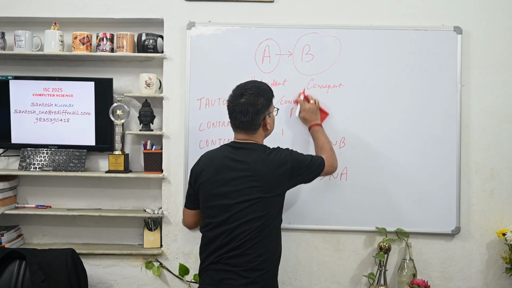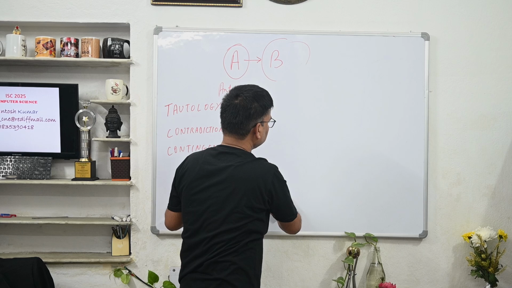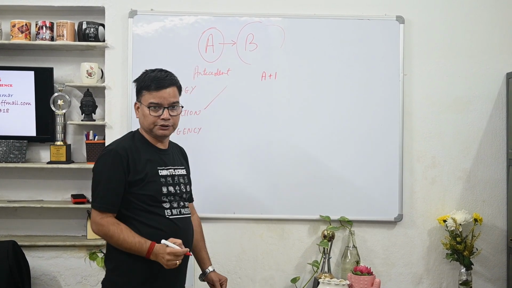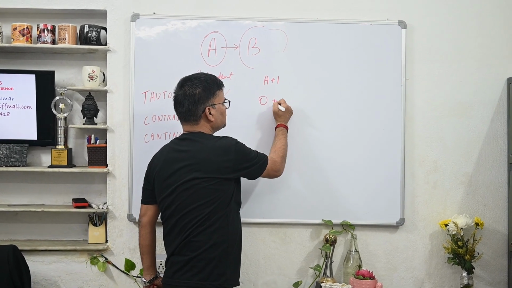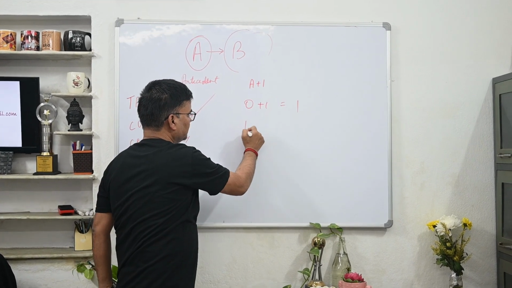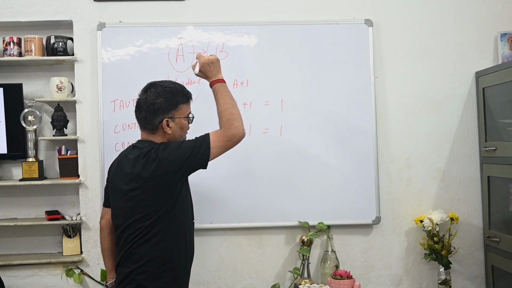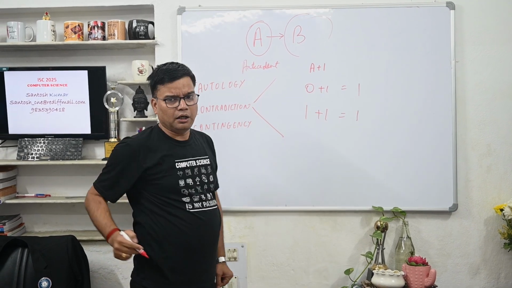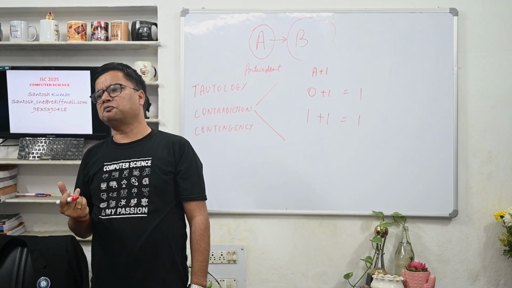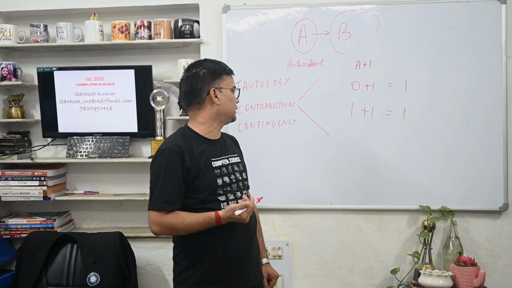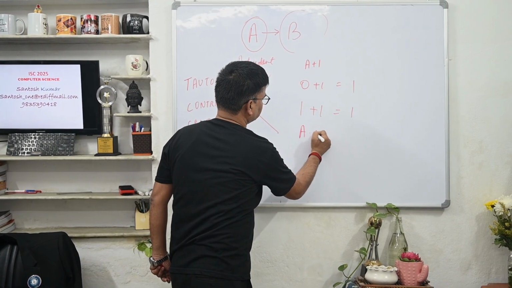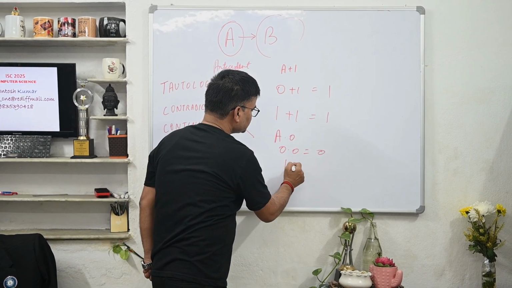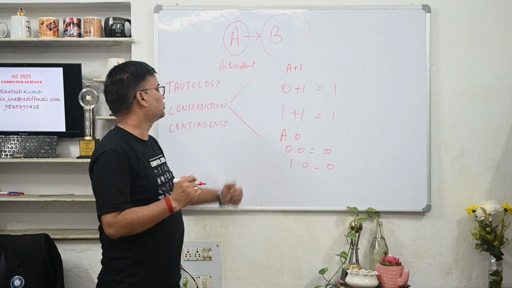For example, if I say A plus 1, the OR operation: if A is 0, 0 plus 1 is what? 1. If it is 1, 1 plus 1, the OR operation, is 1. So this statement will be a tautology. Second one is contradiction. A statement which results in false in all conditions is known as a contradiction. Like if I say A dot 0, the AND operation. 0 dot 0 is what? 0, and 1 dot 0 is what? It is also 0. So it is a contradiction.